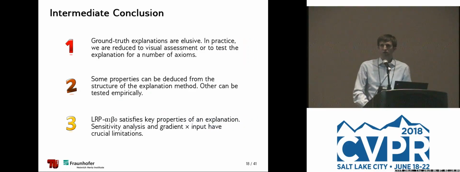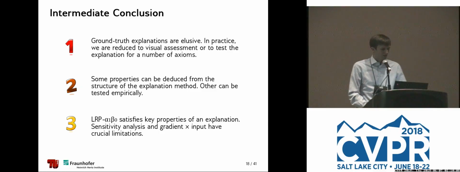So that closes the first part of the technical session. And let's just recapitulate the points we have been making. First, that ground truth explanations are elusive, and it's better to rely on testing the heat maps for some axioms, whether they are, for example, conservation, positivity, continuity, but also selectivity, which we can test with pixel flipping, for example. Second, some of these properties don't need an experiment to test them. They can be deduced directly by looking at the equation, or sometimes we can also show that some of these methods do not satisfy them from the same equations.